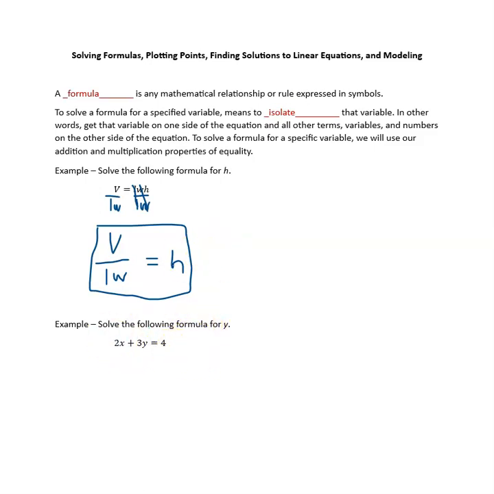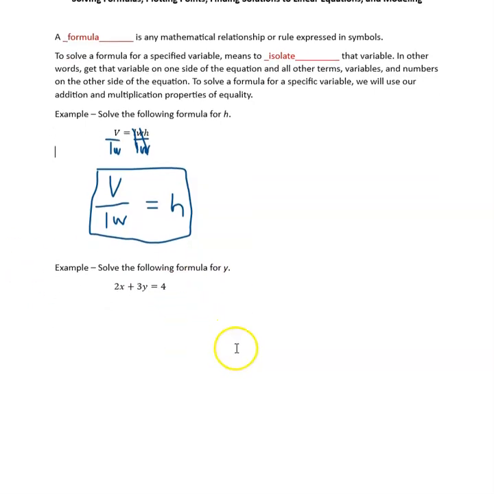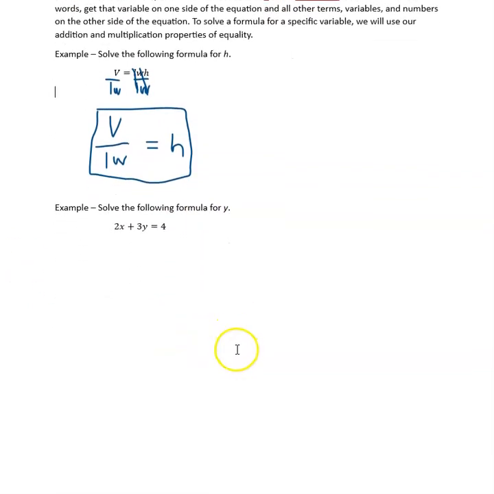All right, so now let's look at another example here. We have 2x plus 3y equals 4, and we want to solve this formula for y. So again, the first thing we do is look for how many terms contain the variable that we're trying to solve for. In this case, we only have the one term, 3y, that contains the y. However, unlike our previous example, notice that it is not on one side by itself yet. It's over here on the left with the 2x.